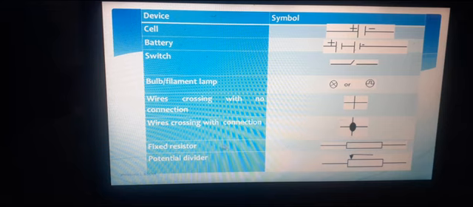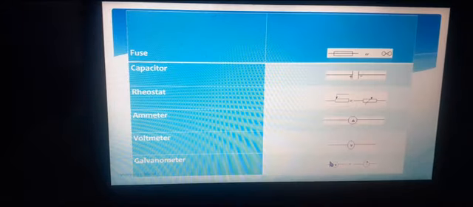A fixed resistor is represented by this one. Potential divider is represented by this one. A fuse is represented by that one. Capacitor is represented by that one. Resistor, the same. Ammeter, that one. Voltmeter, that one. Galvanometer, that one. The way they are in the diagram.